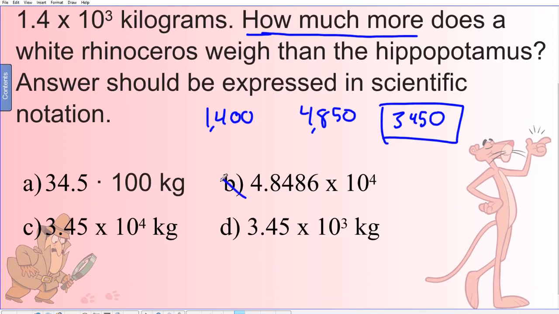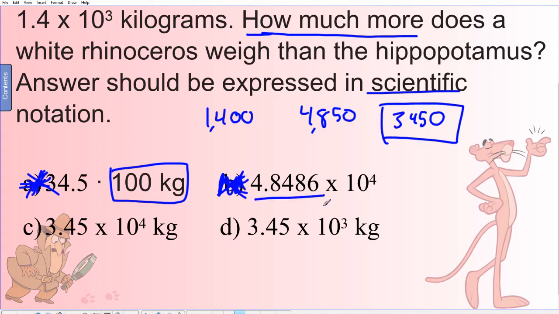So already I can say letter B is not right. In fact, I can even say letter A is not right. Look at this. This is not in scientific notation. Answers should be expressed in scientific notation. This is wrong. Letter B was wrong because it had the wrong decimal value. It had to be 3.45. So now I have to decide between these two, which is correct. Okay, so this guy, if I wanted the decimal here, it would be 3.45 times 10 to what power? Well, 1, 2, 3, letter D is correct.